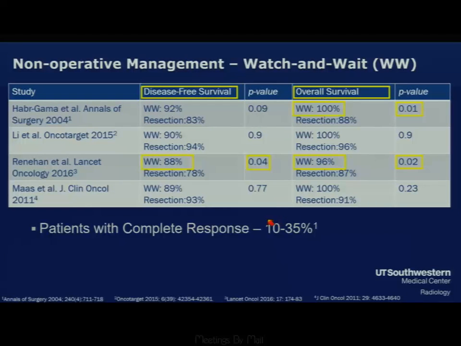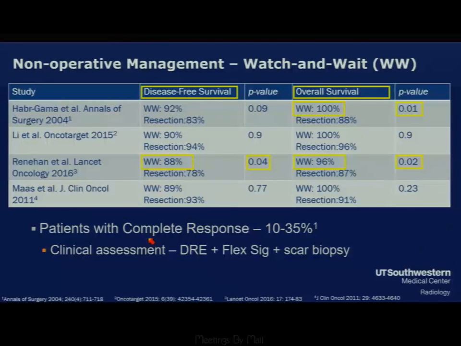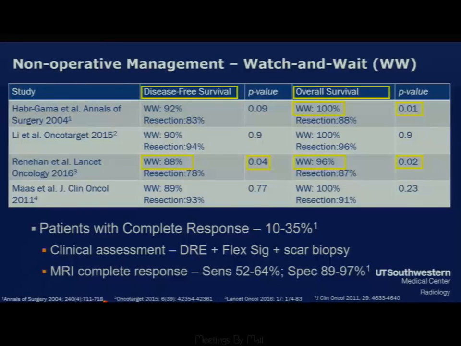And now it has to be a subset of patients with complete response after chemoradiation, which is achieved in up to 35% of patients, depending on which author you read. And the assessment for complete response is done clinically as well as with MRI. And MRI really plays an important role in the setting and has moderate sensitivity and high specificity in detecting complete response.